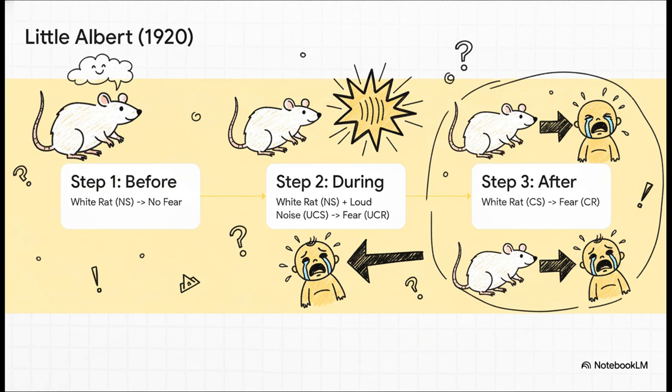The classic and honestly pretty controversial example of this is the Little Albert study. At the start, Albert wasn't scared of the white rat at all. It was a totally neutral stimulus. But then Watson and Rayner started making a loud, scary noise, the unconditioned stimulus, every time he saw the rat. Albert naturally learned to associate the rat with the scary noise. Pretty soon, just seeing the rat was enough to make him cry. The rat had become a conditioned stimulus, and the fear was the conditioned response.